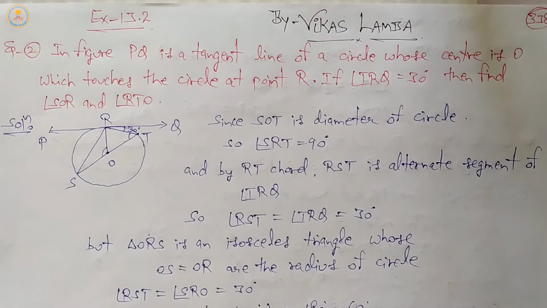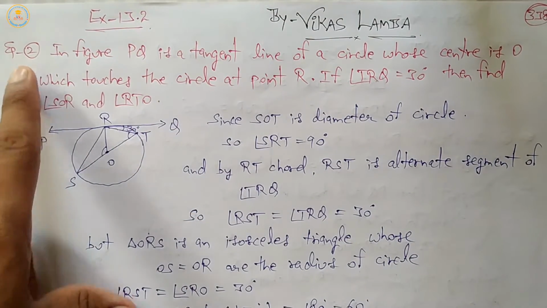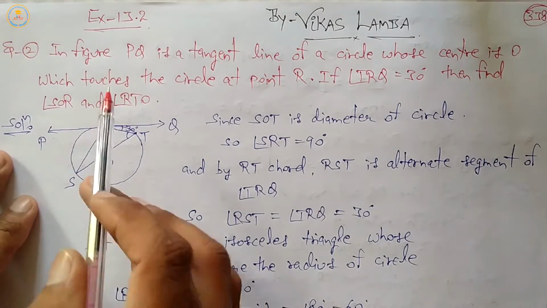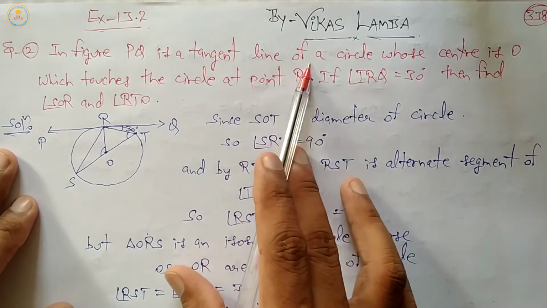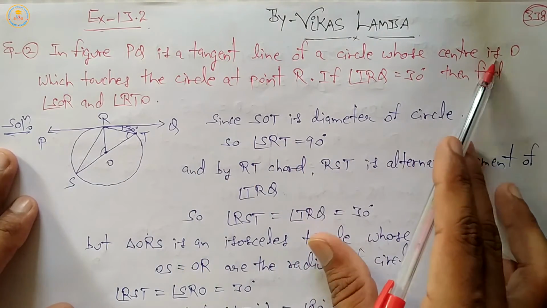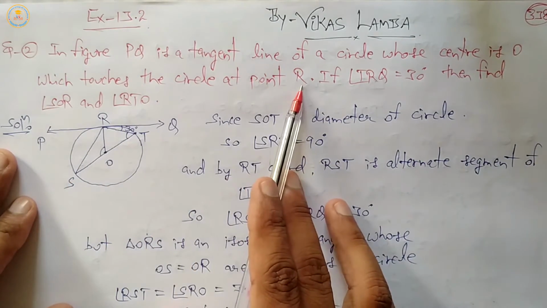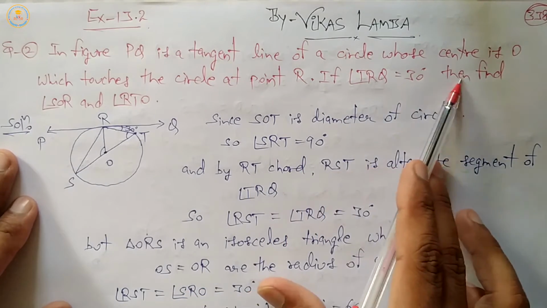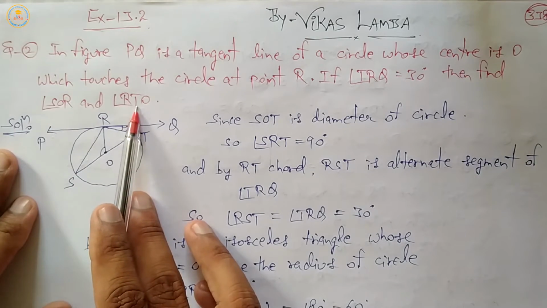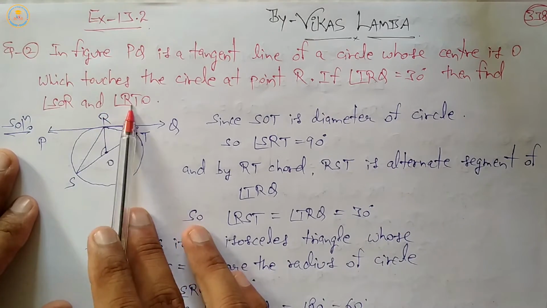Students, today we will discuss the next part of chapter 13, exercise 13.2. In exercise 13.2, example number 2: in the figure, PQ is a tangent line of a circle whose center is O, which touches the circle at point R. If angle TRQ equals 30 degrees, then find angle SOR and angle RTO.